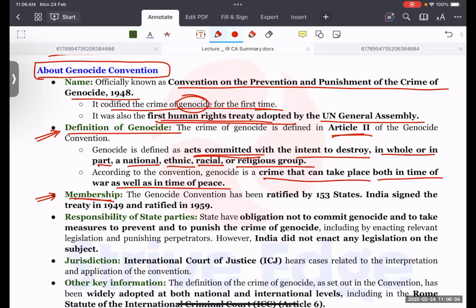And then what is the membership? The Genocide Convention has been ratified by 153 states. Remember, there is a difference between signed and ratified. This can be a wordplay in the prelims. Always remember, signed means when we are taking part in the discussions about the convention, countries will come together and sign that and pass that resolution. So that is what signed is.